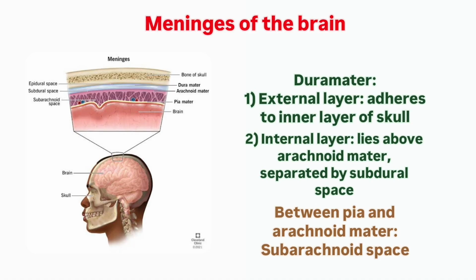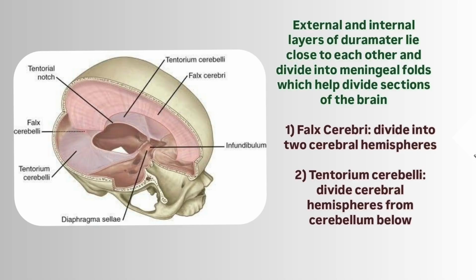Dura mater consists of two layers, the internal layer and the external layer. The internal layer lies above the arachnoid mater, separated by the subdural space. The external layer adheres to the inner surface of the skull. The two layers of the dura mater lie close to each other and divide into meningeal folds, which help divide the sections of the brain.